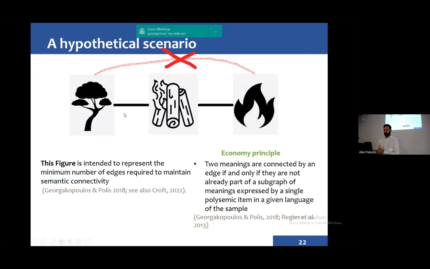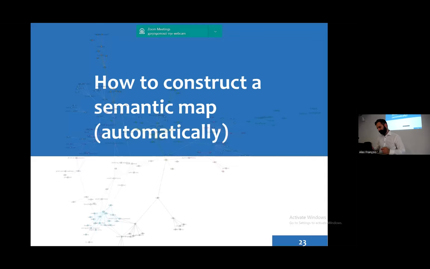So our two meanings are tree and fire. We did not connect them because these two meanings are already part of the subgraph of meanings expressed by the form A, as we saw before. Now, the new part of today's talk: how to construct a semantic map automatically.